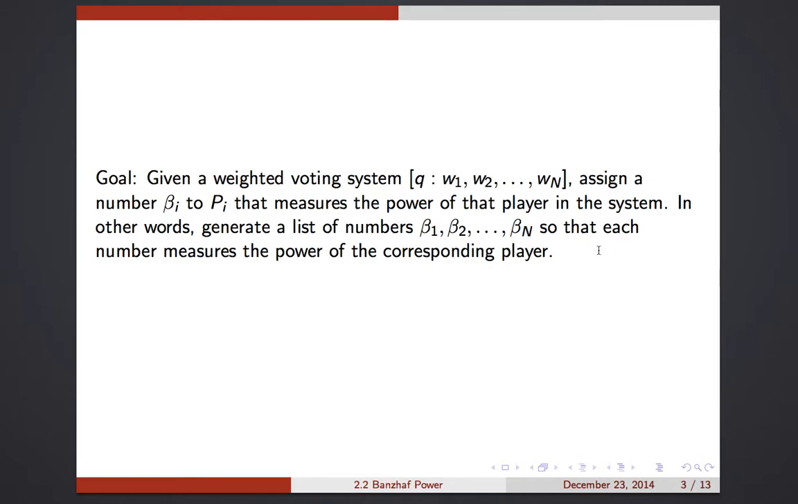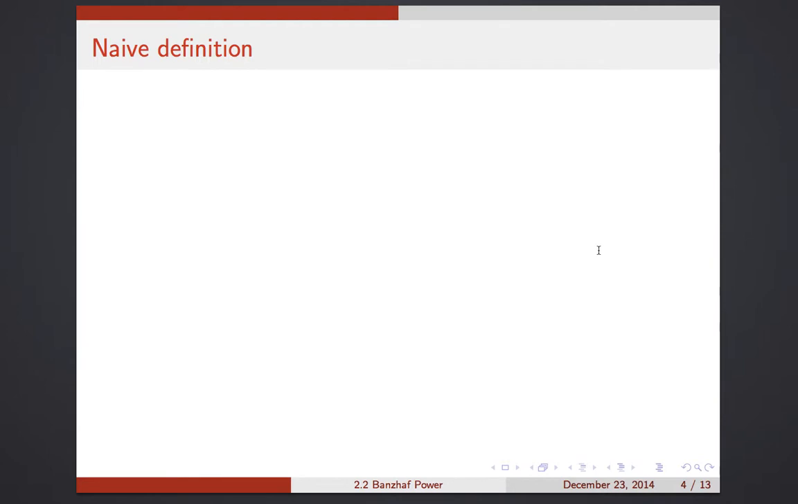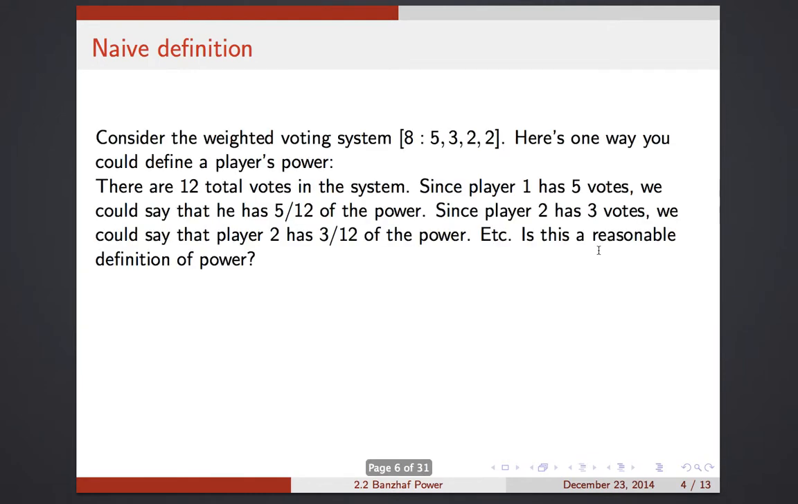So that's the goal. Before we do that, though, let me start with a wrong definition of power, or a naive definition, however you want to say it. It's a natural and intuitive definition. It just doesn't give us the notion of power that we know to be accurate in reality. So, let me just give you a motivating example here.